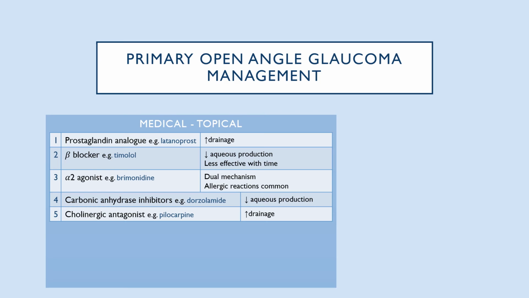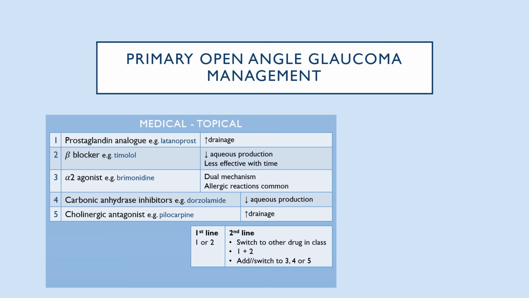You've then got alpha-2 agonists, for example brimonidine, and these have a dual mechanism, so they increase the drainage and reduce the production. Allergic reactions with these can be more common. You've then got carbonic anhydrase inhibitors, for example dorzolamide, and these reduce the production in the ciliary bodies. And then cholinergic agonists, for example pilocarpine, and this increases the drainage.